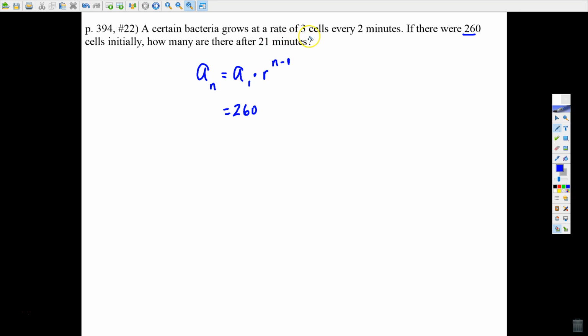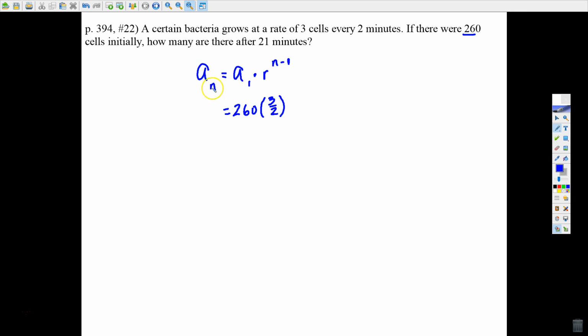How would we represent 3 cells every 2 minutes? You could think of that as the fraction 3 over 2, 1.5 cells, 3 cells every 2 minutes. So you could say r is 3 halves, 3 over 2. All right, and so what's n? This is in terms of minutes. Remember, in our exponential growth, this exponent is typically an amount of time that has passed.